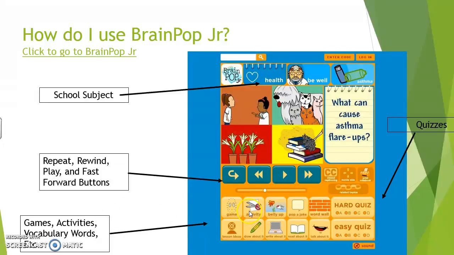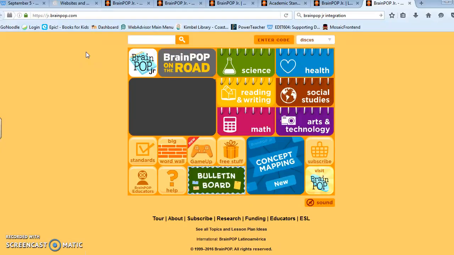And then down at the bottom are going to be your games, your activities. There's a word wall, different lesson ideas, and things that you can use. And then, of course, the hard quiz and the easy quiz. So let's go to BrainPop and just explore.